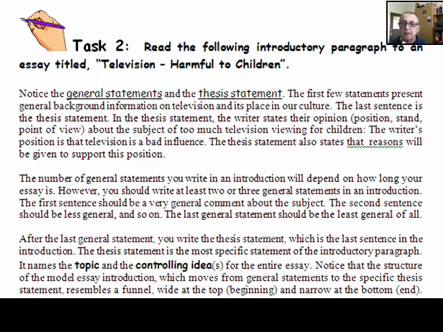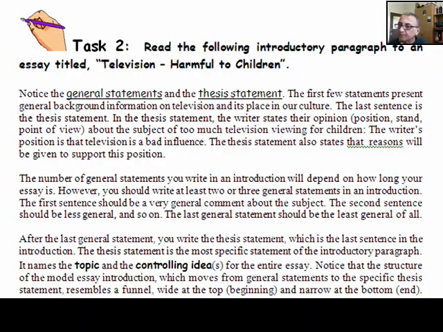Now, after the last general statement, you write the thesis statement, which is the last sentence of the introduction. The thesis statement is the most specific or the most focused statement of the introductory paragraph. It names the topic and the controlling idea for the entire essay. Notice that the structure of the model essay introduction, which moves from general statements to the specific thesis statement, resembles a funnel, wide at the top or at the beginning and then narrow at the end.